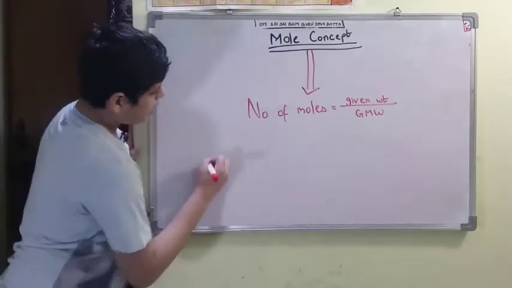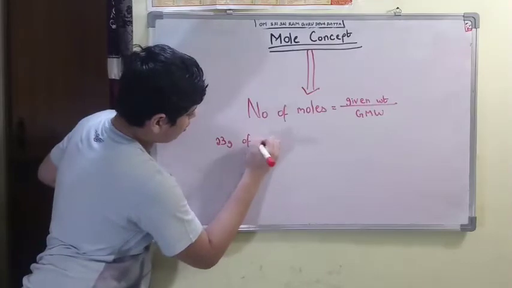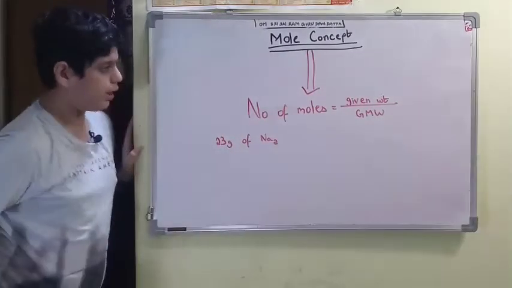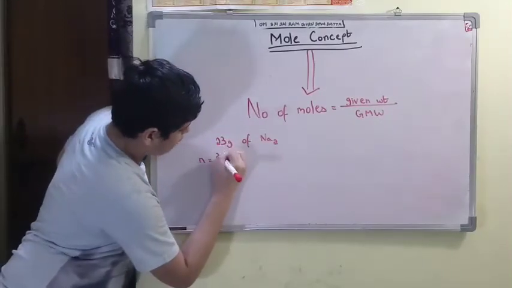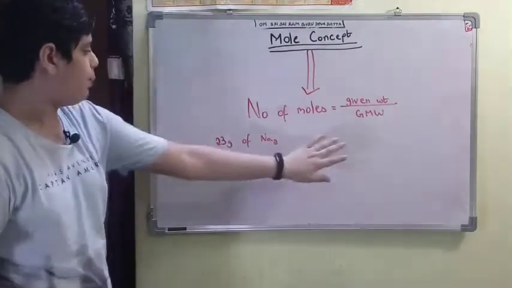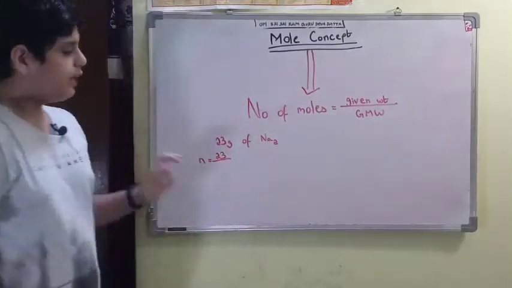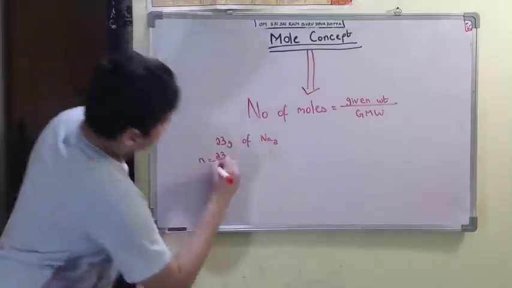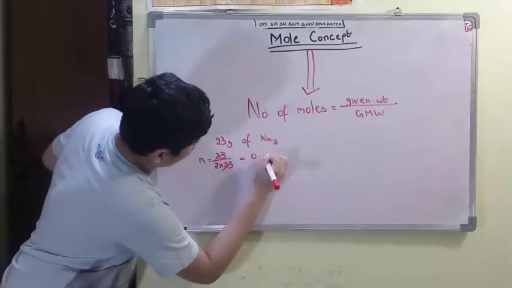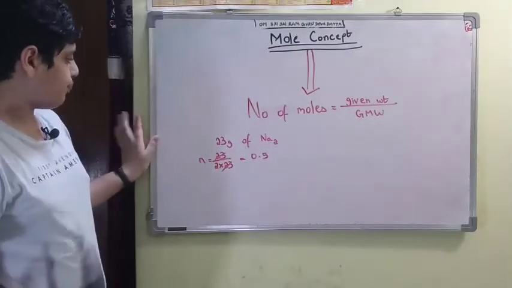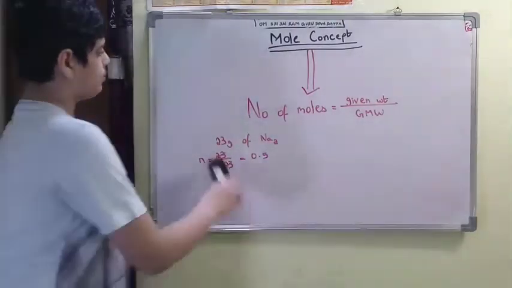For example, he asked to find the number of moles for 23 grams of Na2. Okay. So number of moles, I am writing as N, is the given weight. So given weight is 23 upon gram molecular weight. So gram molecular weight of 1 atom of sodium is 23 grams. It is multiplied by 2, so it becomes 46 grams. That is nothing but 2 into 23 grams. So the number of moles is 0.5 for 23 grams of Na2. Okay. So this is mole concept.